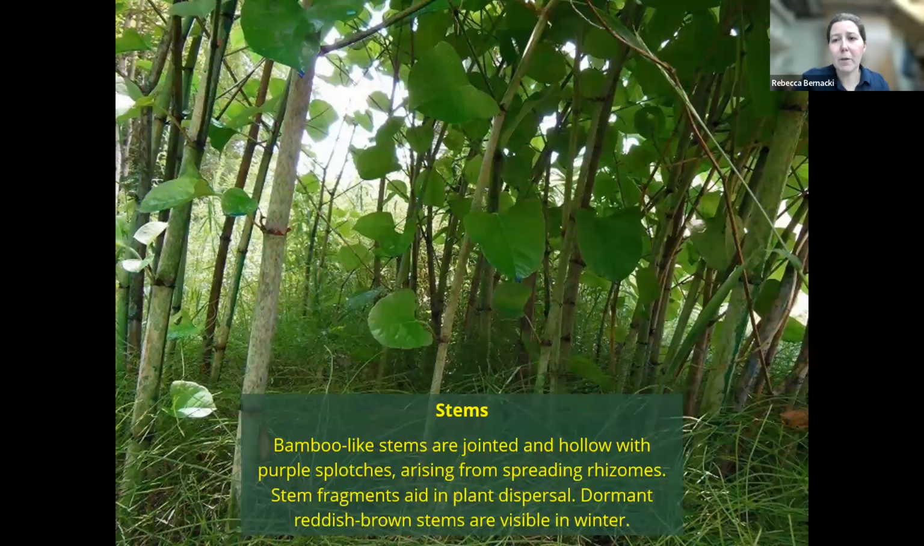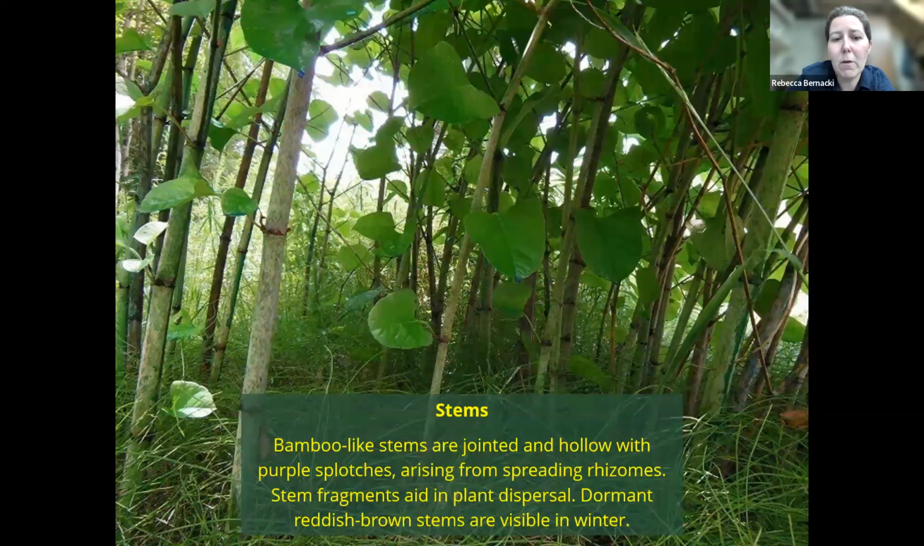I have oftentimes heard people refer to knotweed as Adirondack bamboo. I get a lot of calls from folks saying I have bamboo growing in my yard, and this is often the species they're talking about. When you look at these stems, they're very, very bamboo-like. So they are jointed and hollow, they're pale green in color with purple splotches, and they arise from spreading rhizomes or roots. Stem fragments do aid in plant dispersal here, just like Phragmites.